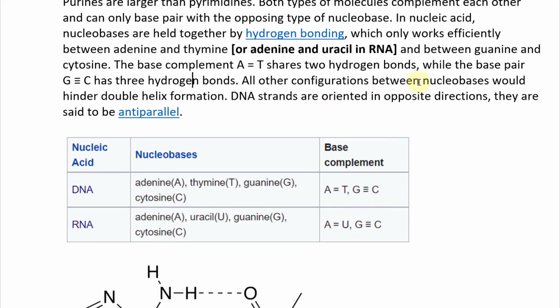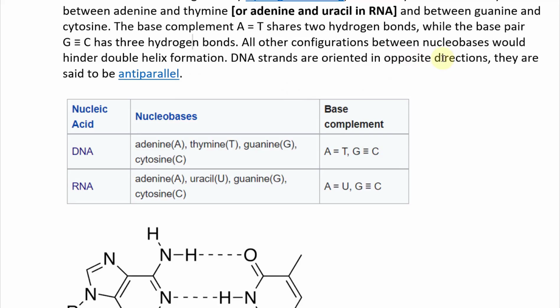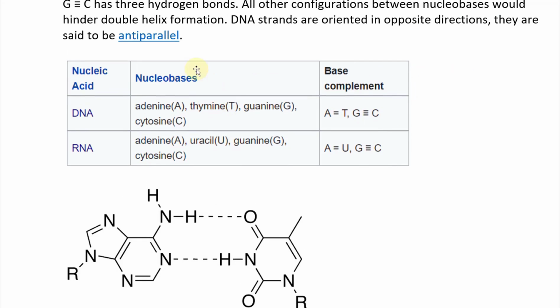All other configurations between nucleobases would hinder double helix formation. DNA strands are oriented in opposite directions. They are said to be anti-parallel. So it's the same, but in opposite directions.